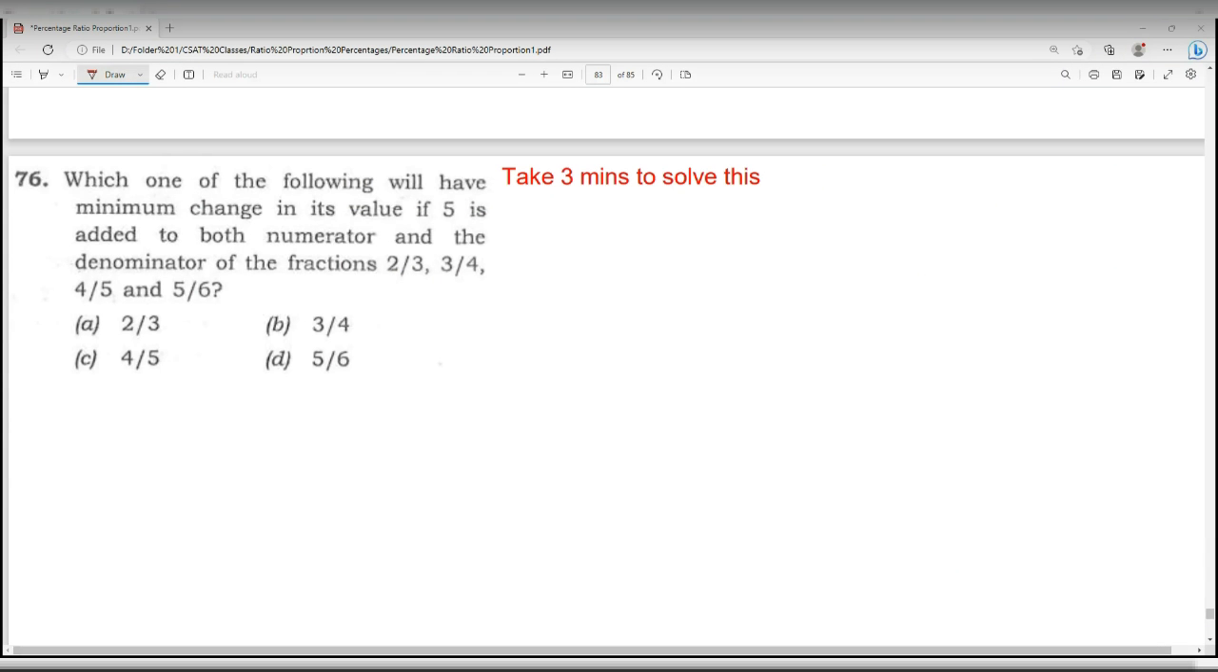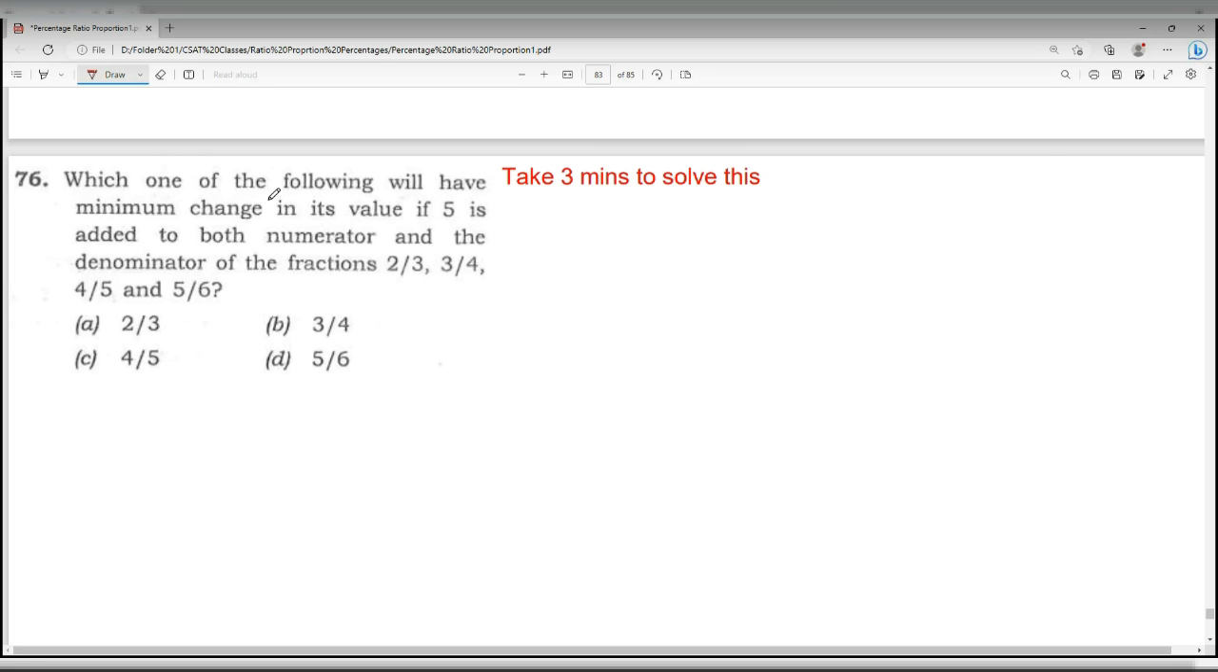There are 6 people who have selected the answers here. 50% have got option A, 17% have got option B, 33% have got option D. Nobody has got option C. We'll see how to go about this question.